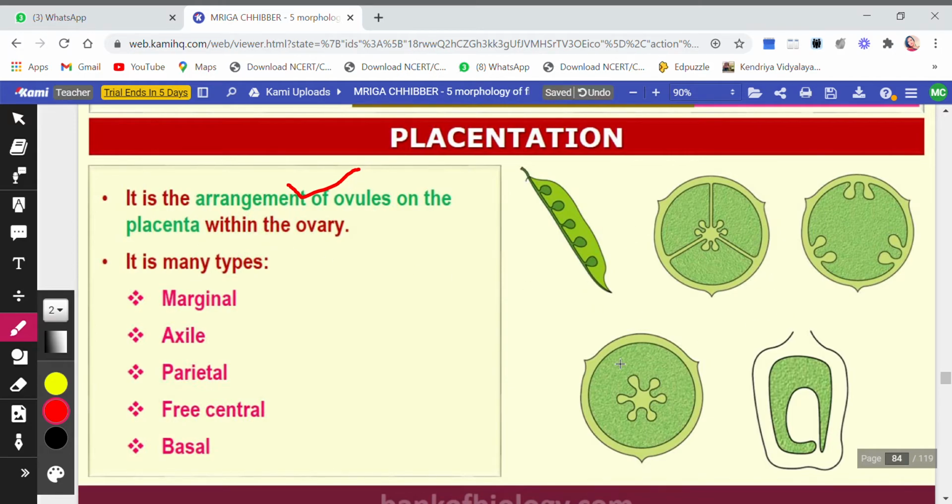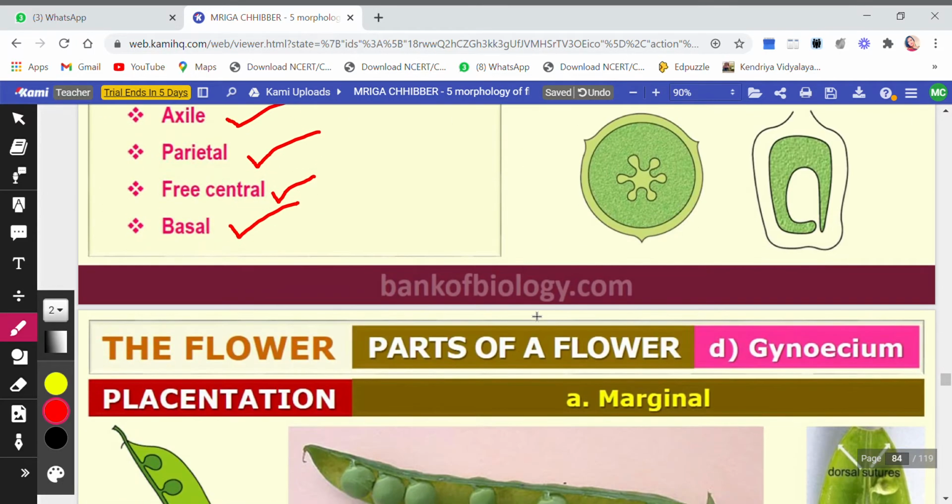There are many types of placentation. First is marginal, then axile, parietal, free central, and basal. Let's see all of them one by one.